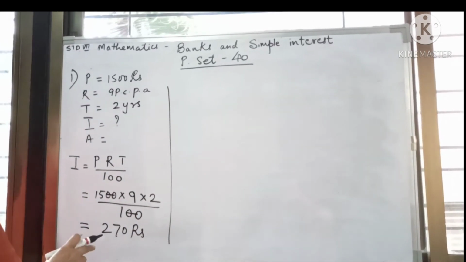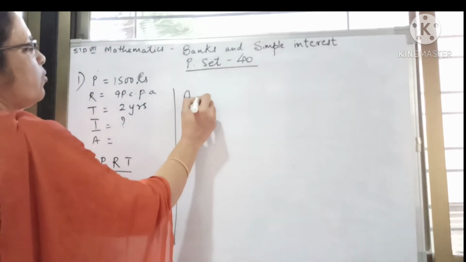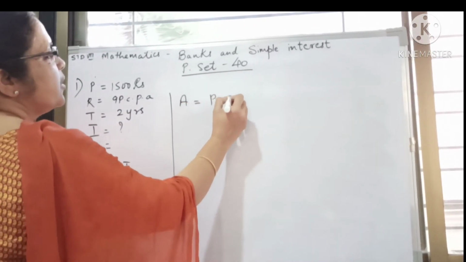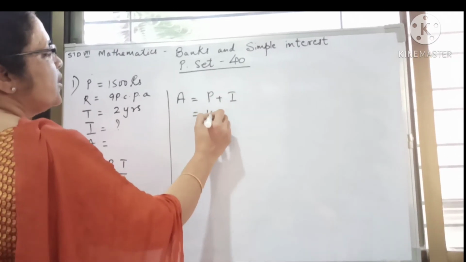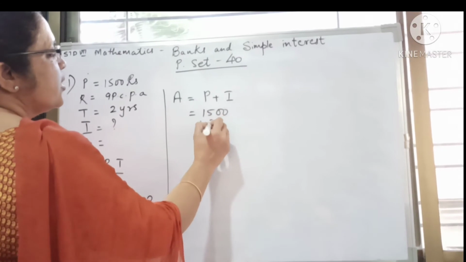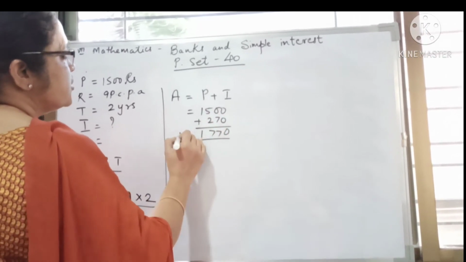Now when you add this interest to the principal, you get the amount. So amount is equal to principal plus interest, which is equal to 1500 plus 270. So this is the amount.